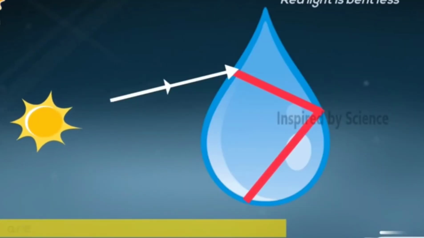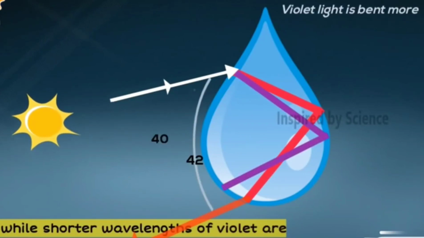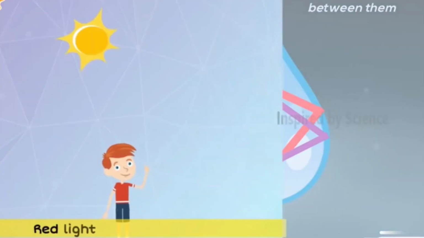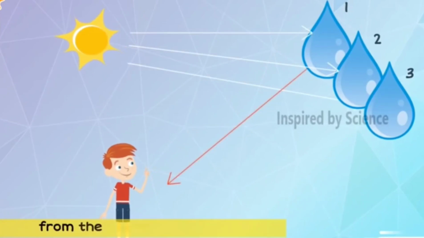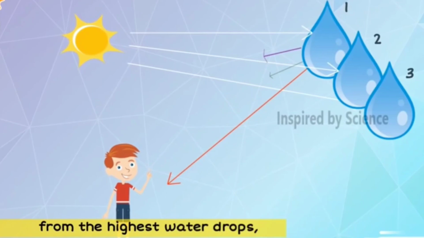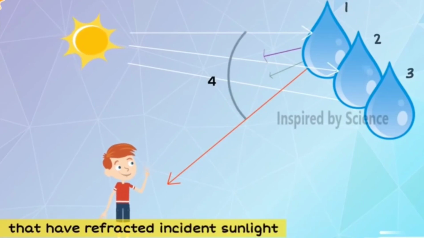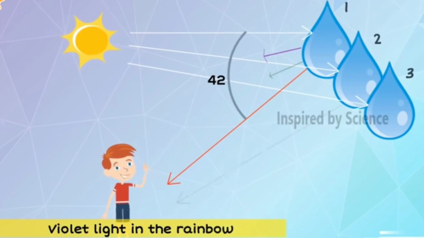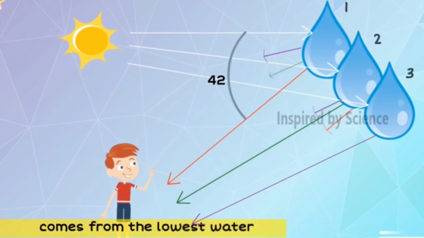This animation can help you understand what I am saying. You can see here red is bending at 42 degree from the incident light and violet is bending at 40 degree from the incident light. So red color will come from the highest water drops. From the highest drop, out of the 7 colors coming, red color will enter the observer's eye. Whereas the violet light is coming from the lowest water droplets, which is bent at 40 degree.